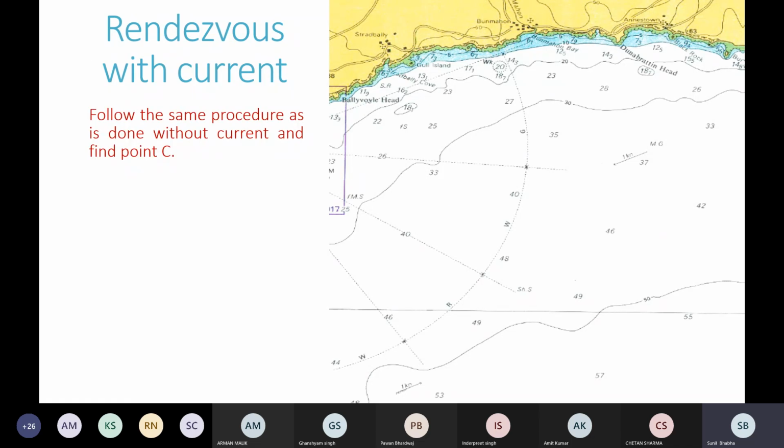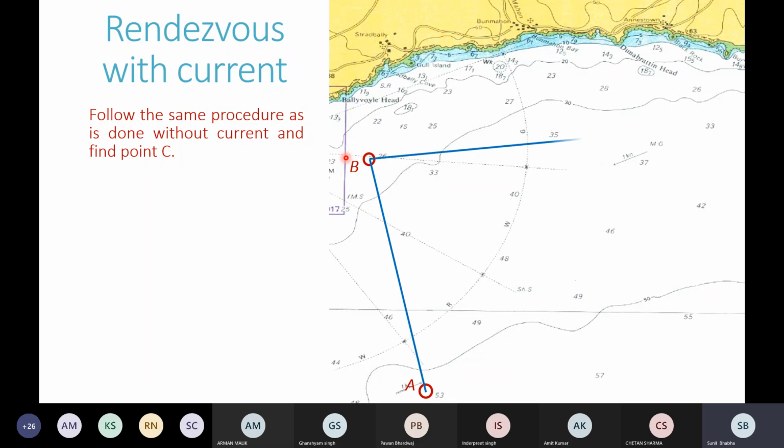Now initially you have to follow exactly the same procedure which was done without current, which we have seen earlier, and we have to find out the point C. So let's quickly follow that procedure once again on the chart. We first plot the own ship position on the chart, represented by point A. We plot the target ship position on the chart and name it point B. Now we draw a line joining both the positions.